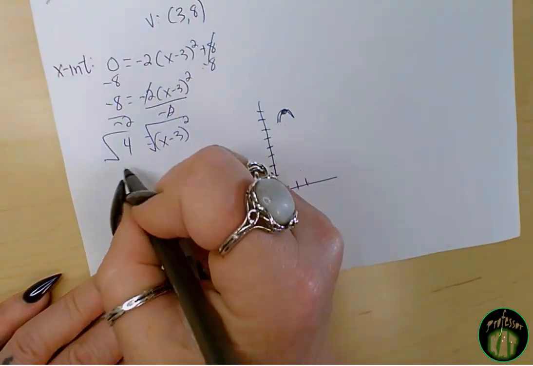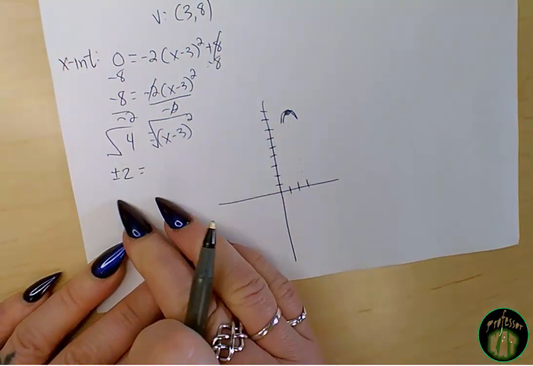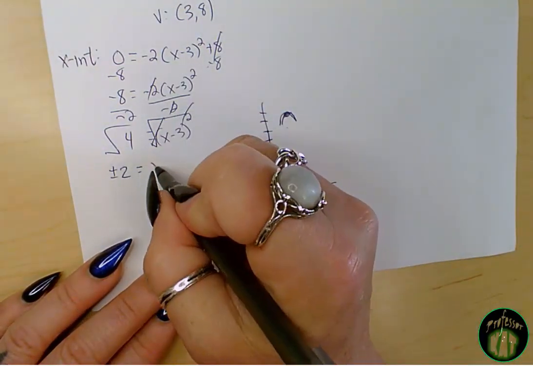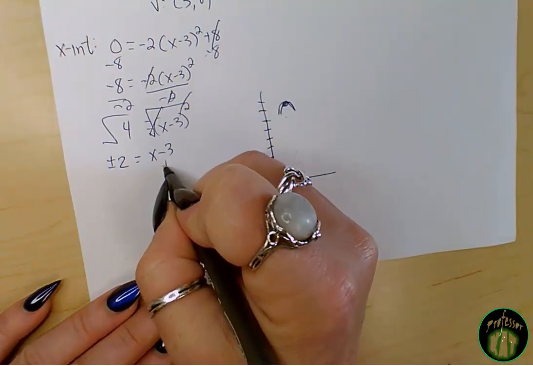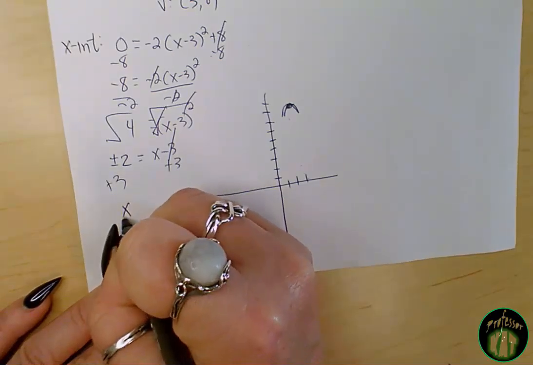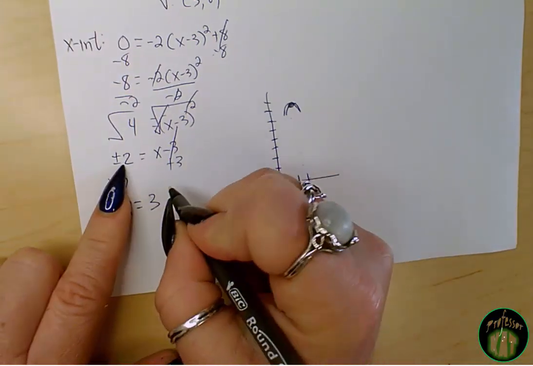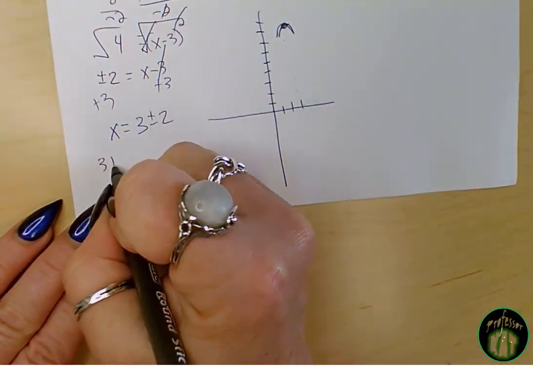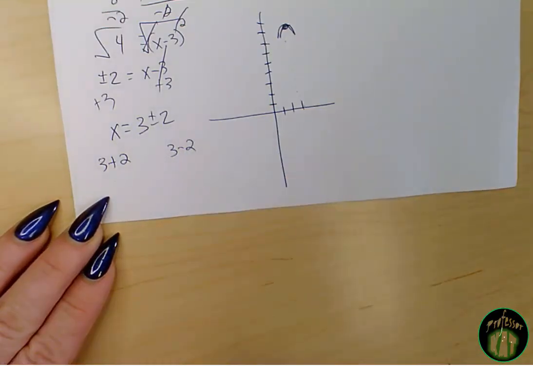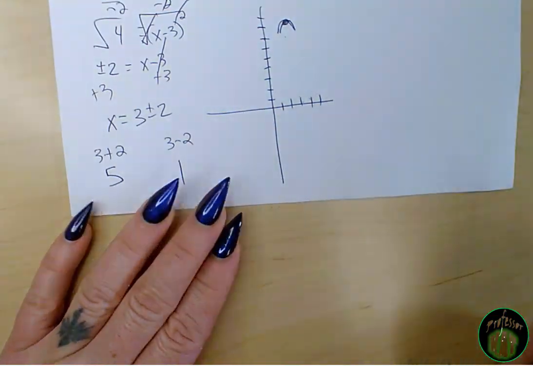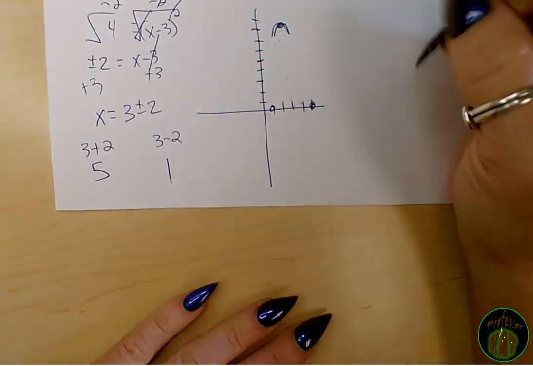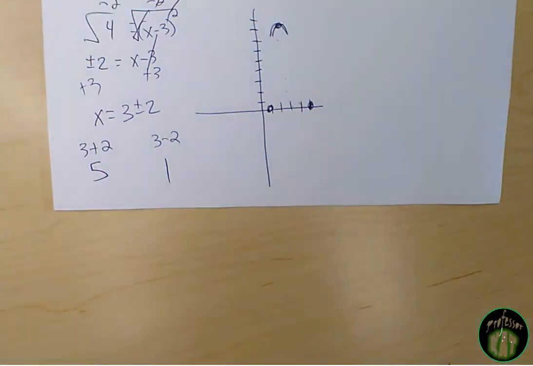Take the square root of each side. The square root of 4 is plus or minus 2. Don't forget about that; we get two different values there. On the right side, square root and square cancel, and we drop down the x - 3. Add the 3 to the other side, and x is equal to 3 plus or minus 2. Keep in mind that represents two different solutions, 3 + 2 and 3 - 2. So our two solutions are 5 and 1. Go ahead and put those in on your graph. The 5 would be here, the 1 right over here. Those are going to be my x-intercepts.